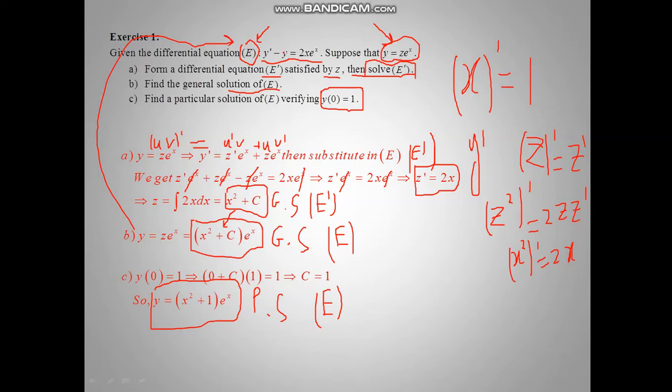You see here we have a differential equation that is difficult. We use a change of variable to get a differential equation very easy to solve. We find the general solution of this equation E prime, and to find y, it's very easy. We replace z by its value. Y is the value that we find here. Okay, this one is the general solution of E, and we have the initial condition to find the particular solution of the equation E. Let me take another example.